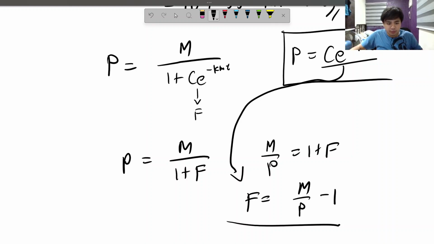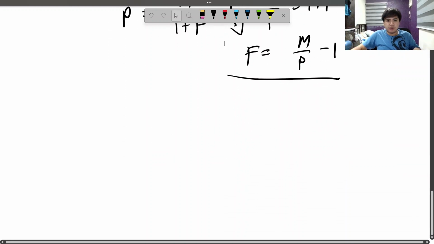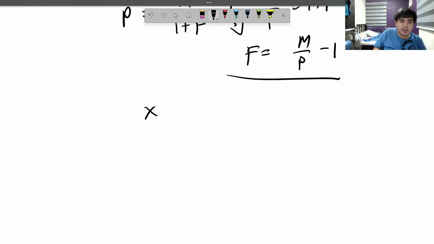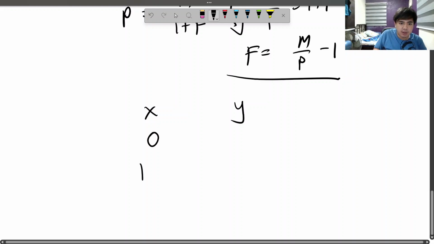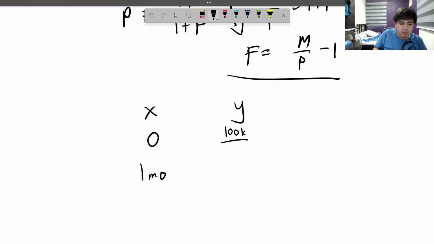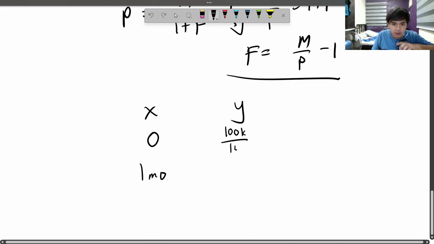I'm going to show you through this OneNote. So in x and in y, I'm going to input the time we do have, which is 0 at initial conditions and 1 month. And then I'm going to input M, 100k over 120k. Sorry, 150k minus 1. And for the second one, we have to input 100k over 150k minus 1.